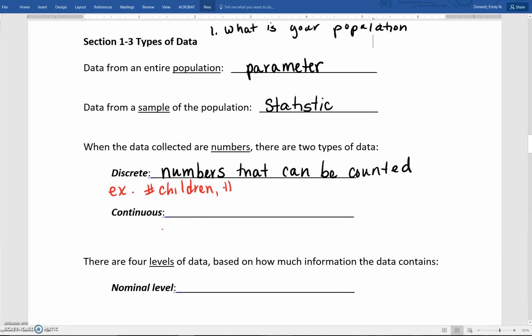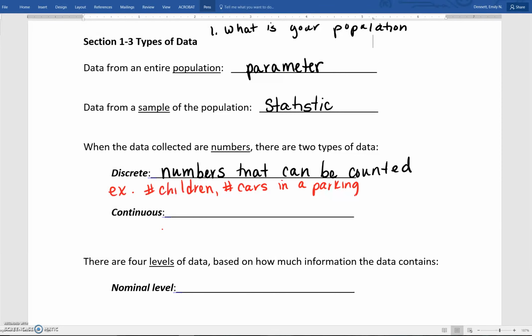The number of cars in a parking lot. That's something you can count, and it's something that wouldn't have partial answers. The number of students in a class, how many stories a building has. These are all things that would be whole finite numbers.